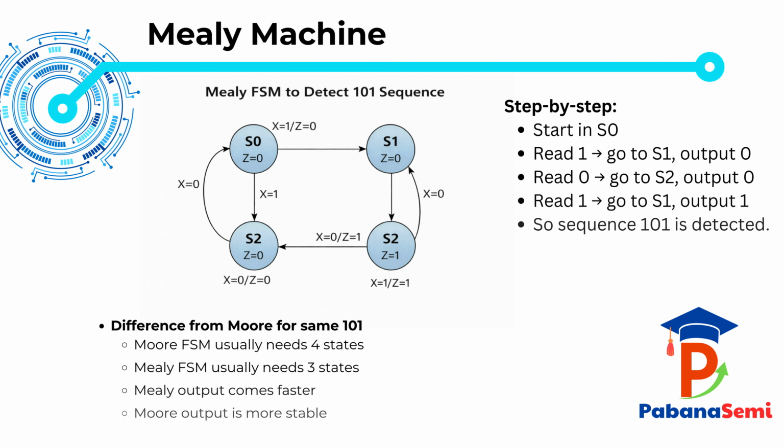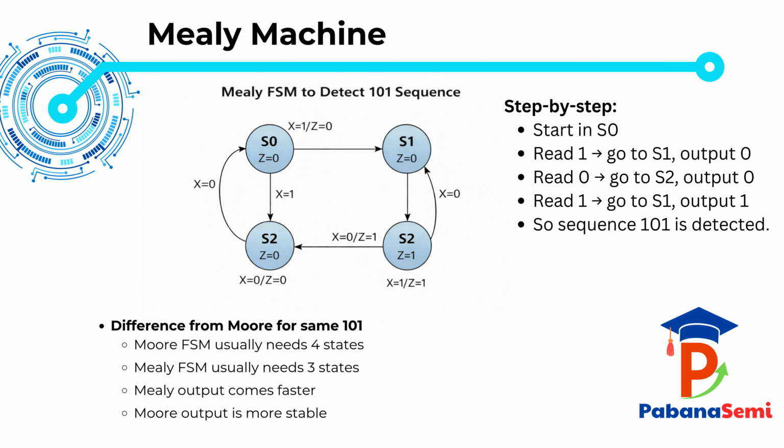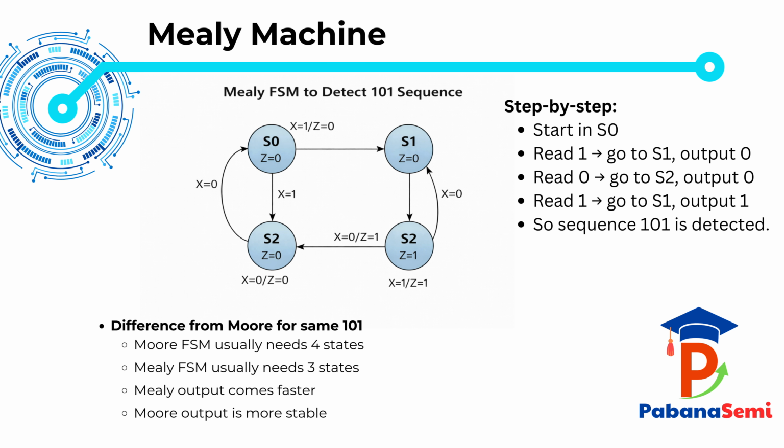Now let us look at the Mealy machine using the same 101 sequence detector example. In a Mealy FSM, the output depends on both the present state and the current input. This is the key difference compared to a Moore machine. For this design, we use 3 states: S0, S1, and S2. S0 is the starting state, where no match has been found yet.